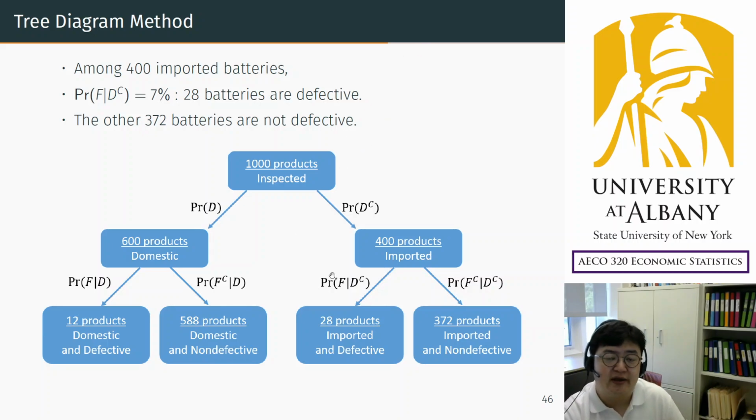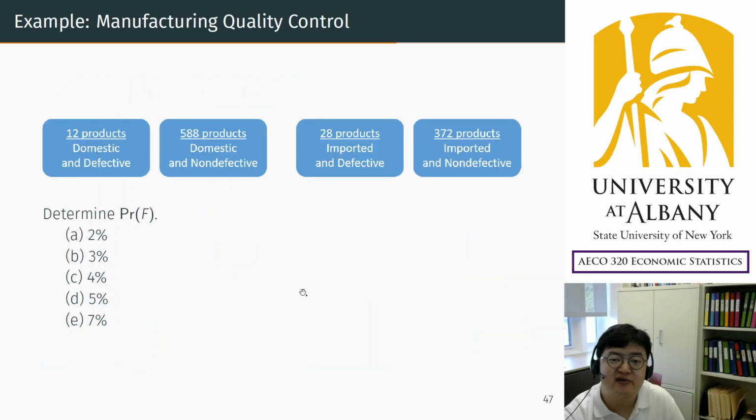So anyhow, again, you know the 4 types and the ratio of each type, and then you can fill in the joint distribution table, or you may just use them as frequencies, right? It's kind of a frequency table, and then based on that, determine the unconditional probability of defective batteries.